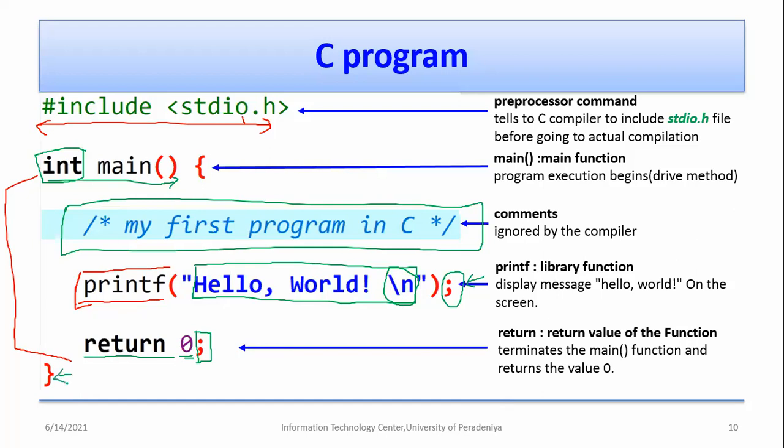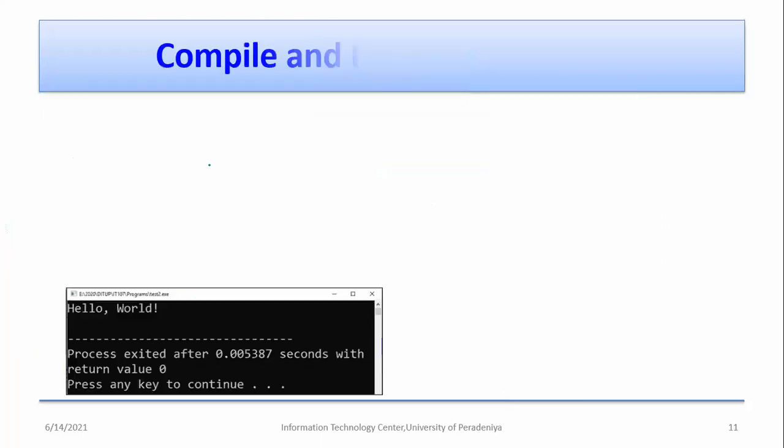So this is the ending point of the block, right? Here is the ending point of the main function. This is the starting point of the main function. Okay, so that's all about this first program, right? So let's see how to write this in our software.